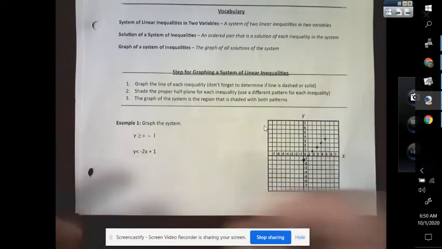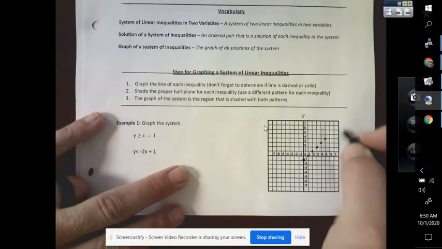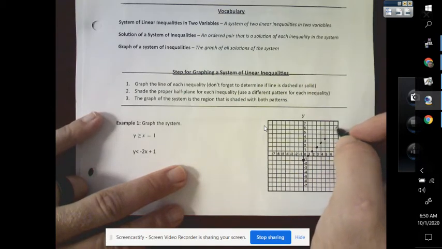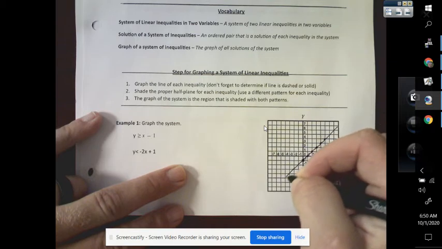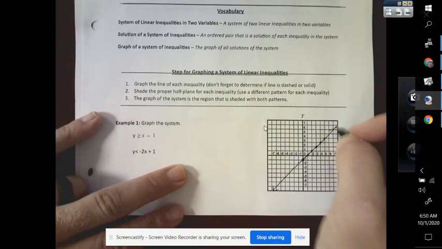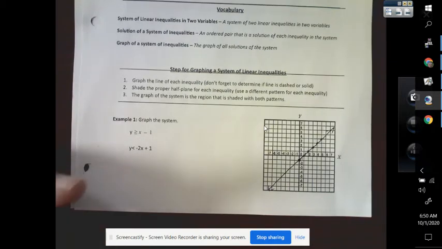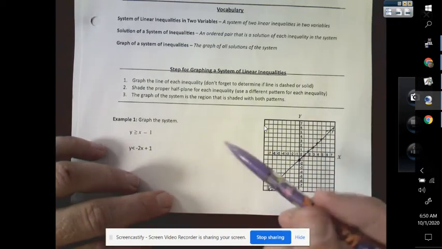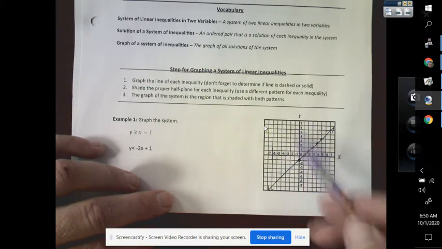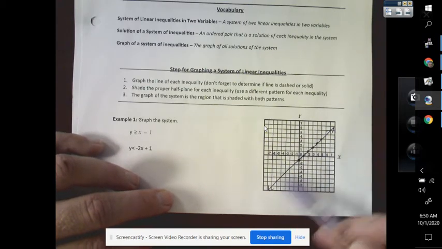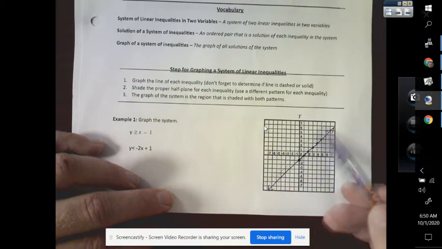Okay. It is greater than or equal to, so it will be a solid line. Make sure I got my arrows on there. Now, since it is greater than or equal to, okay, we want to shade above. So watch how we're going to shade this. Pick one direction. Normally I say kind of follow the line, all right? And just draw little lines, straight lines going this way.